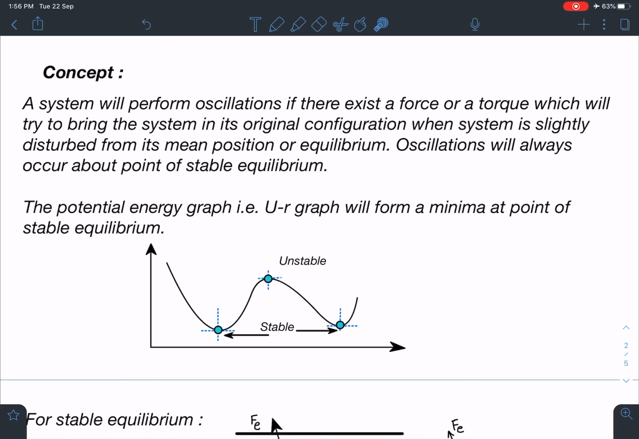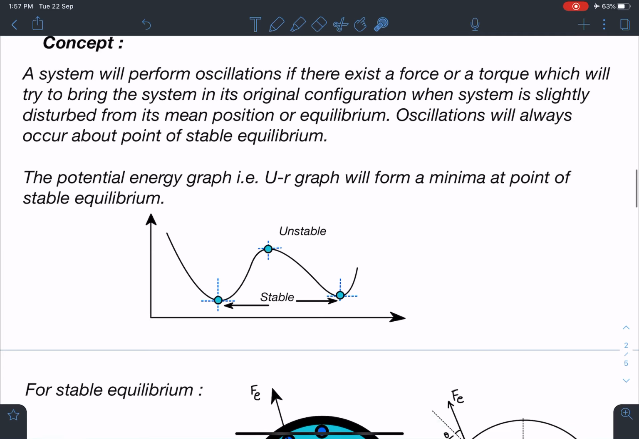The potential energy graph, that is the U-R graph, will form a minima at the point of stable equilibrium. Suppose this is U and this is R graph. Around the point of stable equilibrium, it will take a minima here. If I slightly disturb this, it will start oscillating around this point. Similarly here, if I displace this particle slightly, it will start oscillating around this point. It will go here, come back here, and keep oscillating. This is unstable, so if I displace it slightly, it will never come back, it will go this side. Similarly here, if I displace it slightly this side, it will just go in this direction, right?